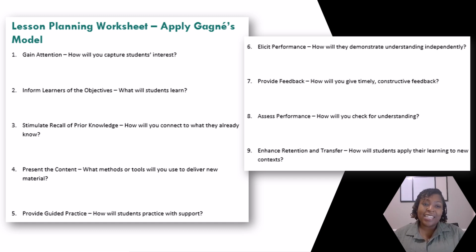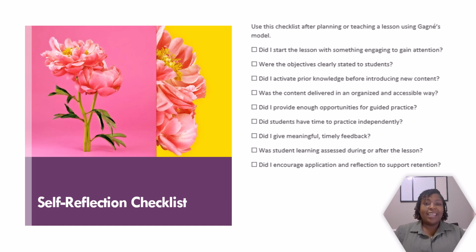Again, you can pause here and write out one of your lesson plans, past or future, using Gagne's 9 events. In your toolkit is the self-reflection checklist. I would like you to use this checklist after planning or even teaching a lesson using Gagne's model. This is where you have a moment to self-reflect and evaluate how you did in applying this new model.